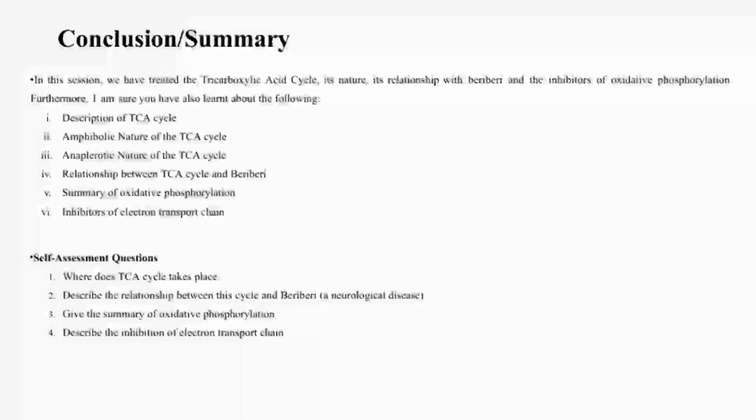We explored the different inhibitors of the electron transport chain, which can block this vital energy-generating process. Now, for your self-assessment, I encourage you to think about where the TCA cycle takes place, primarily in the mitochondria, and to describe how this cycle relates to beriberi, especially in terms of neurological effects caused by disrupted energy metabolism.